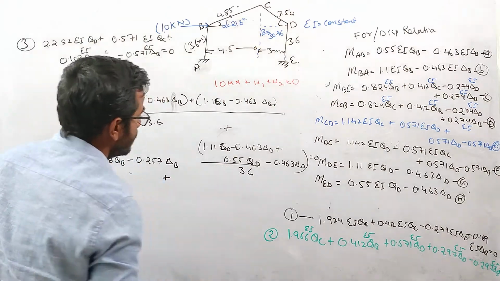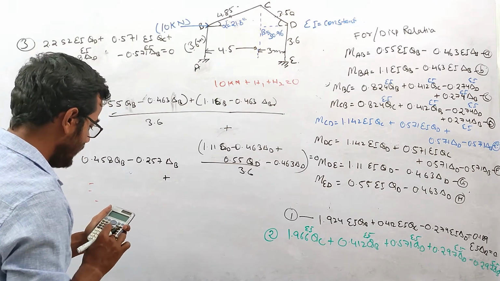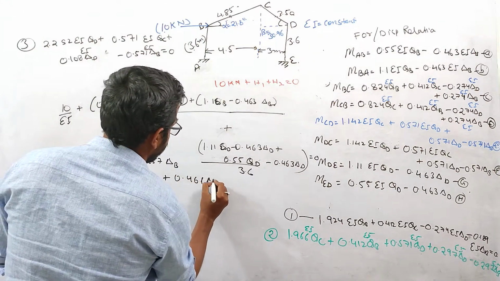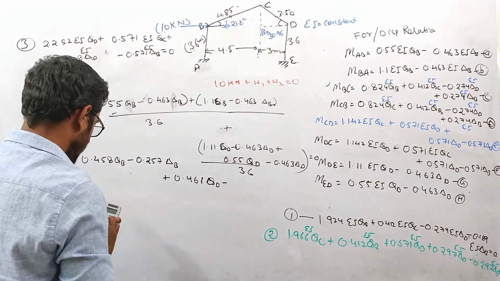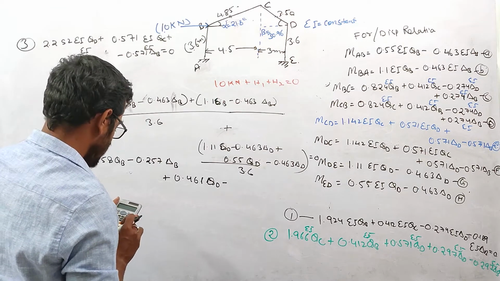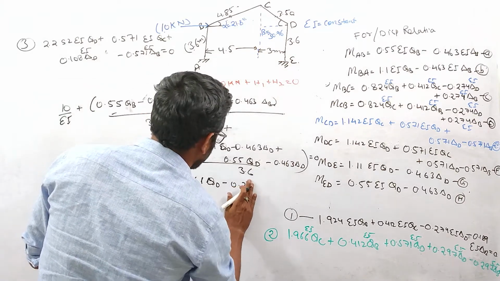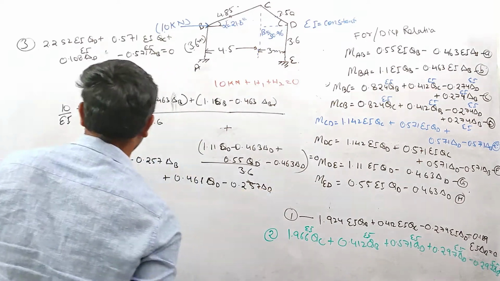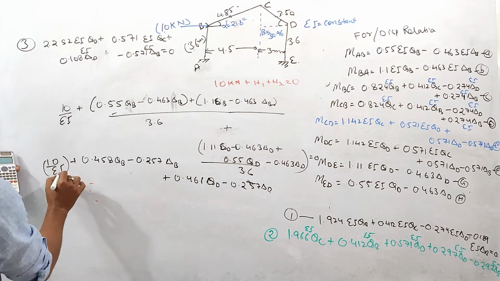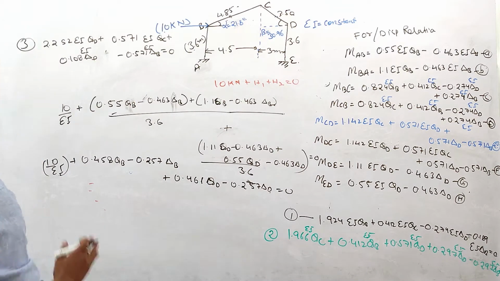Now we will solve this expression. So this is 1.11 plus 0.55 divided by 3.6, so this is 0.461 theta D minus 0.463 into 2 divided by 3.6, so this is 0.257 delta D, right? So this is plus 10 over EI, and the total equals 0, right? So this is our fourth equation.